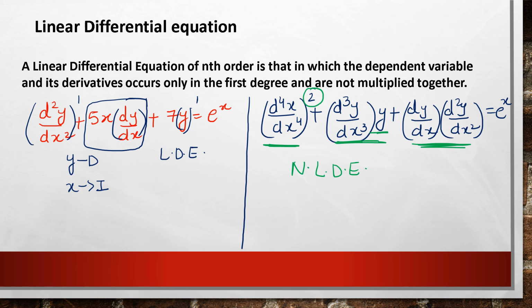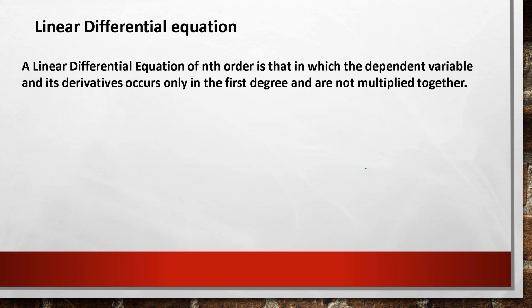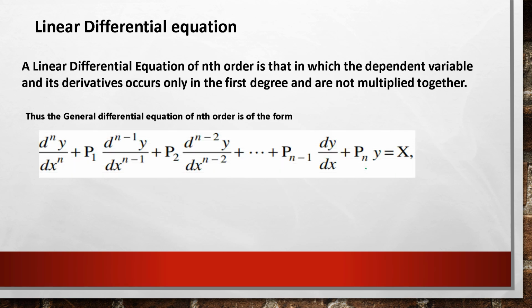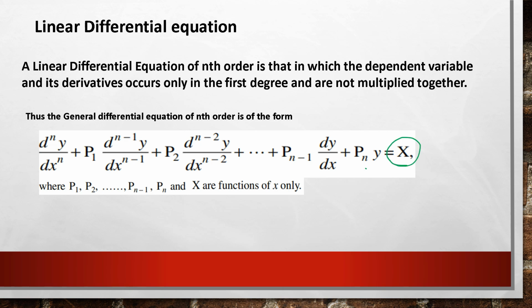I hope now this concept is clear. Therefore, the general form of a linear differential equation of order n is this. So the nth order linear differential equation is this, where p1, p2, pn minus 1 and pn are functions of the independent variable x only. Moreover, this capital X is also a function of x only. It can be a constant, or it can be a function of the independent variable only.